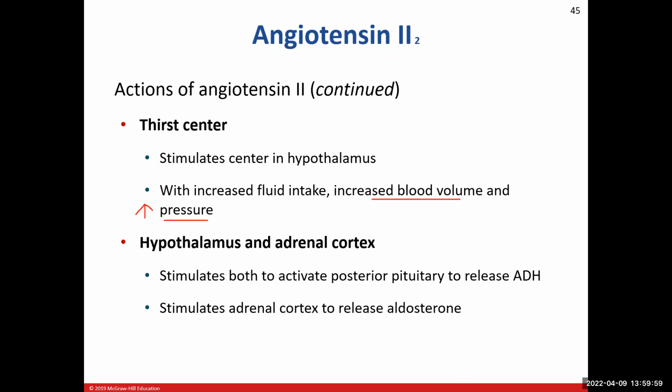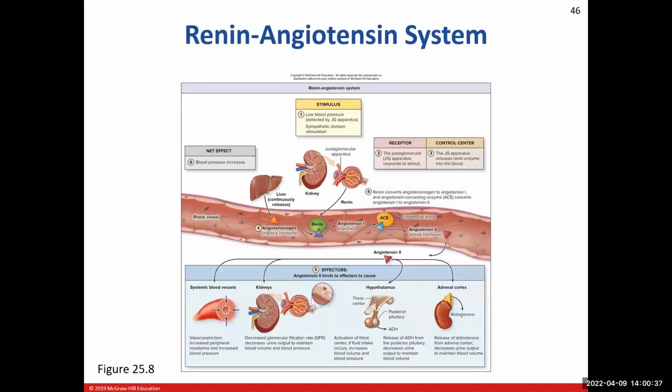And angiotensin 2 is also going to stimulate the hypothalamus to tell our posterior pituitary to release antidiuretic hormone, or ADH. And when we do that, we are going to effectuate the movement of water through the use of aquaporins in our kidney there. And our angiotensin 2 will then stimulate the adrenal cortex to release aldosterone. And that too will help to offset that decrease in our blood pressure.